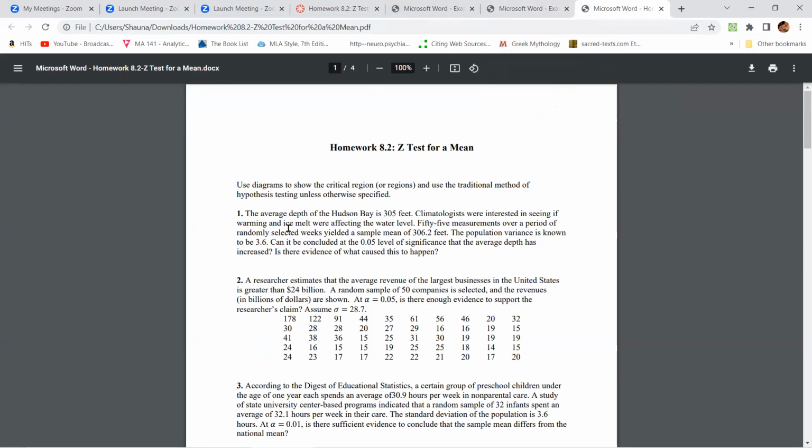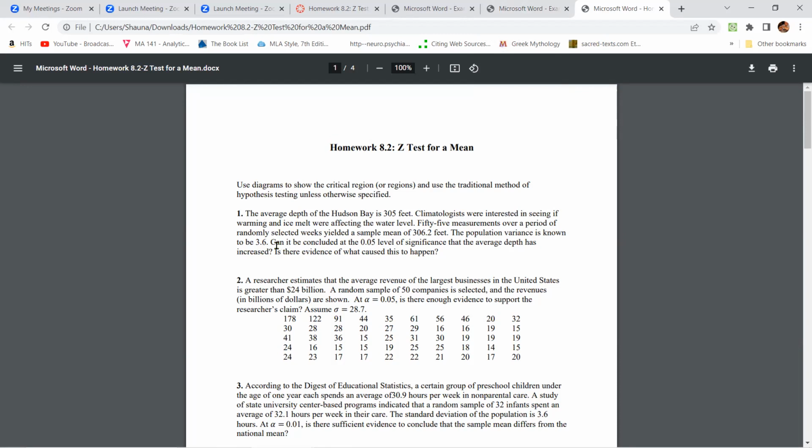So it says the average depth of the Hudson Bay is 305 feet. Climatologists were interested in seeing if warming and ice melt were affecting the water level. 55 measurements over a period of randomly selected weeks yielded a sample mean of 306.2 feet. The population variance is known to be 3.6. Can it be concluded at the 5% level of significance that the average depth has increased? And is there evidence of what caused this to happen?